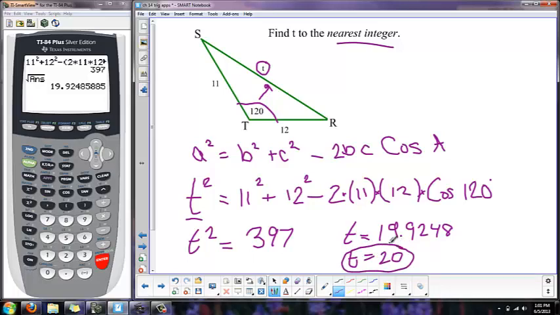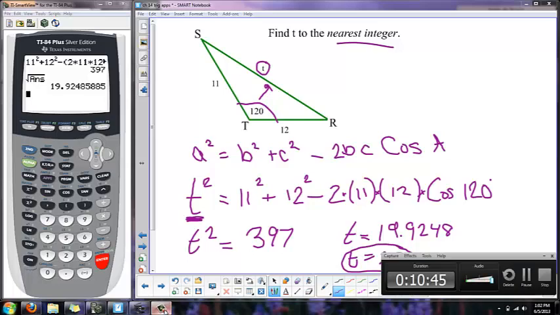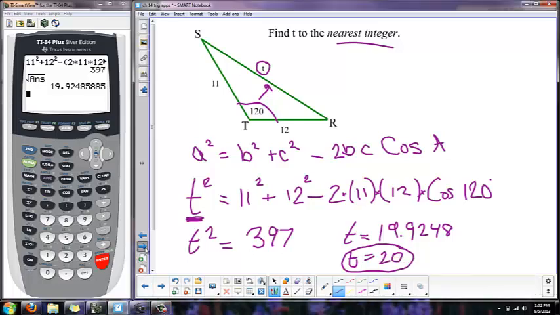Okay? So not too hard. This is actually the easiest part, when you're solving for this side length right here and you can just type in everything into your calculator all at once. Okay? Let's try another question.